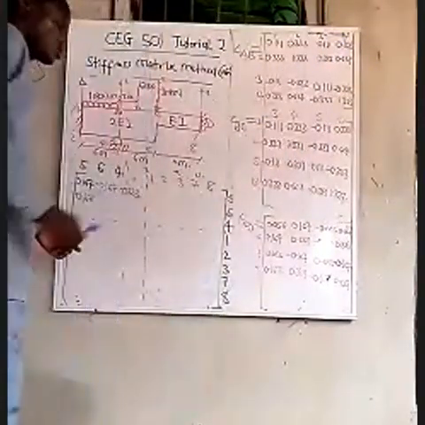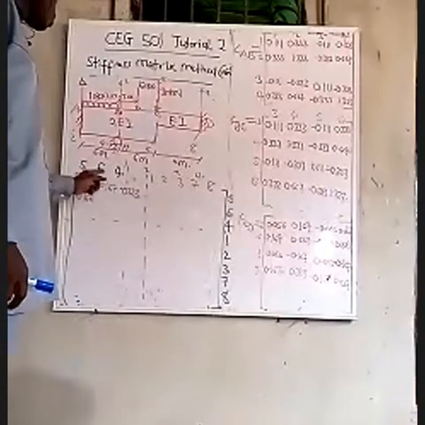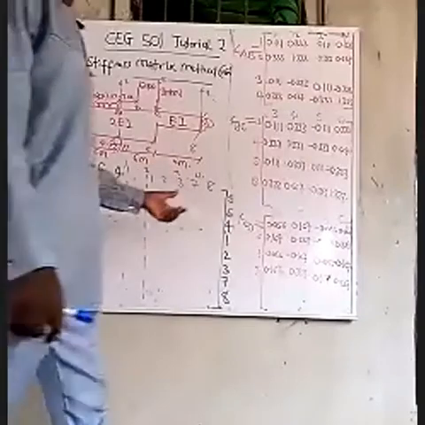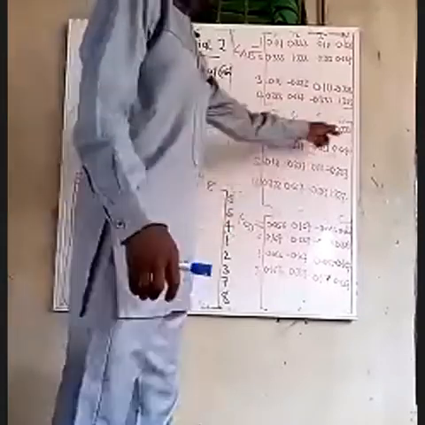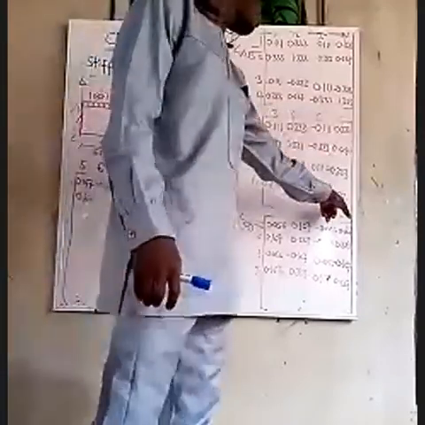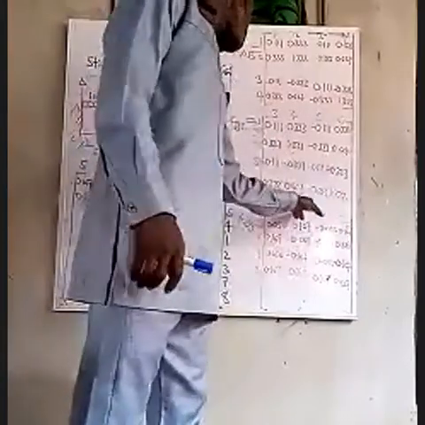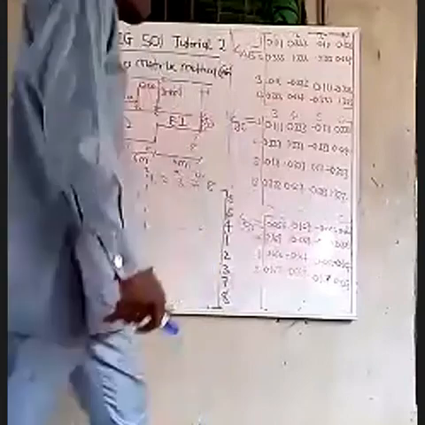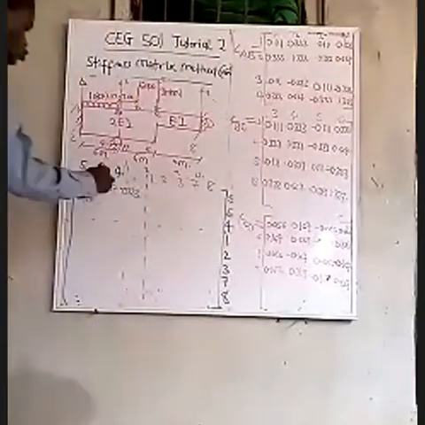Please excuse me, somebody tried to call me. Let me just continue. 5-6, then 6-6. 1.333 plus 0.667, that will give us 2. Yes, that's 2, sir. Good.